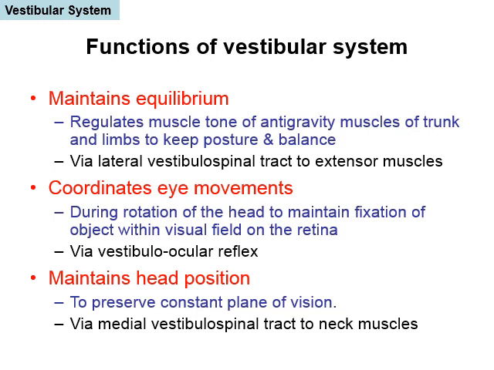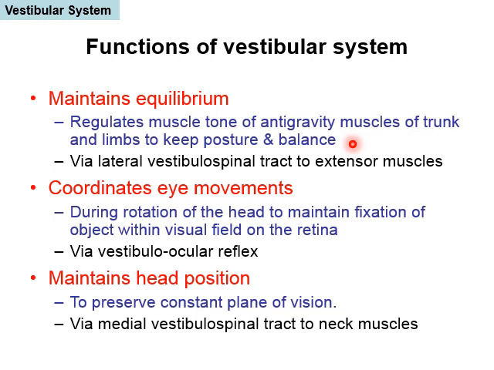Now let's look at the vestibular system. The vestibular system is important in the body because it takes care of three things: maintenance of the equilibrium or balance, coordination of the eye movements, and maintenance of the head position. The vestibular system senses the position of the body in space. By maintaining the equilibrium, the vestibular system will regulate the muscle tone of the anti-gravity or the extensor muscles of the trunk and limbs to keep the posture and balance of the body.